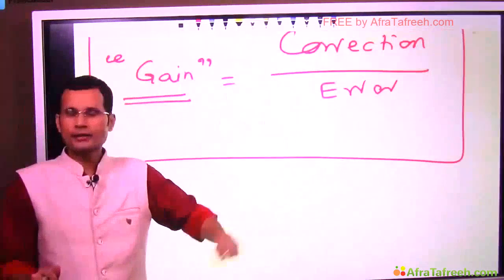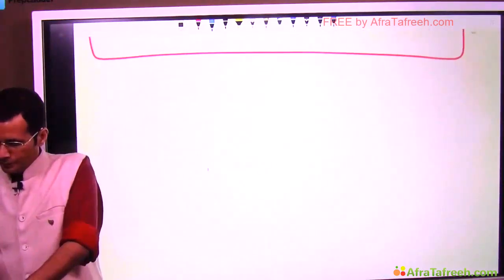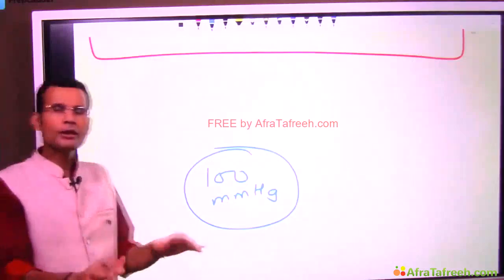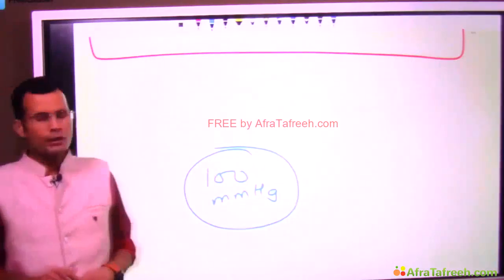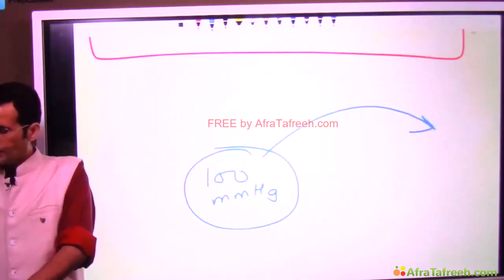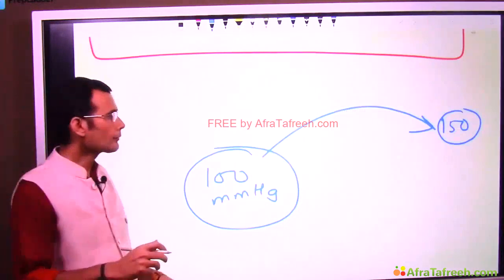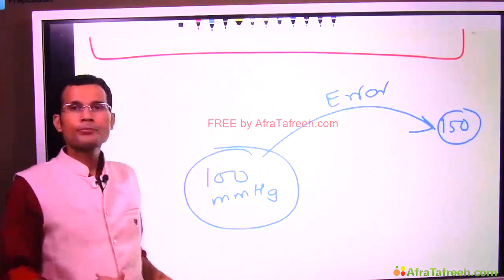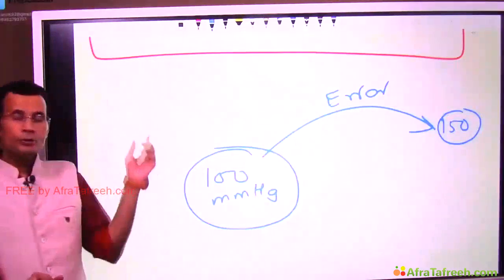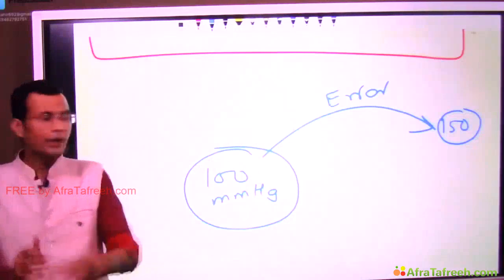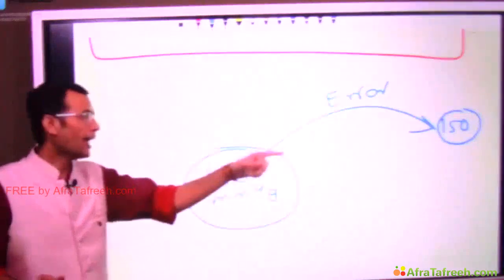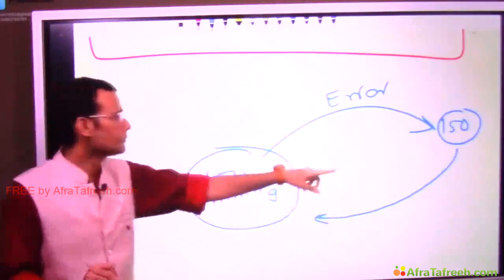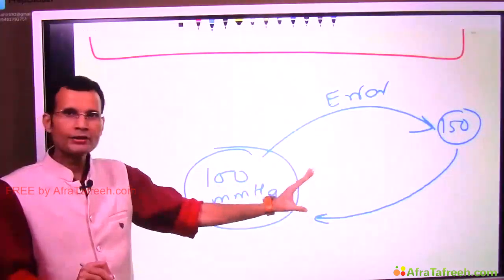Let's take an example to understand this. Let's say blood pressure is at its normal value of 100 mm of Hg. The mean blood pressure is about 100 mm of Hg. Some disturbance happens and the blood pressure increases to 150 mm of Hg. So because of the disturbance, error has been created. Now this error signal will be fed to the controller and then the controller will take the action. This is a negative feedback. So the error will be negated, cancelled out, and the control variable's value is brought back to its original level. That's a classic negative feedback.